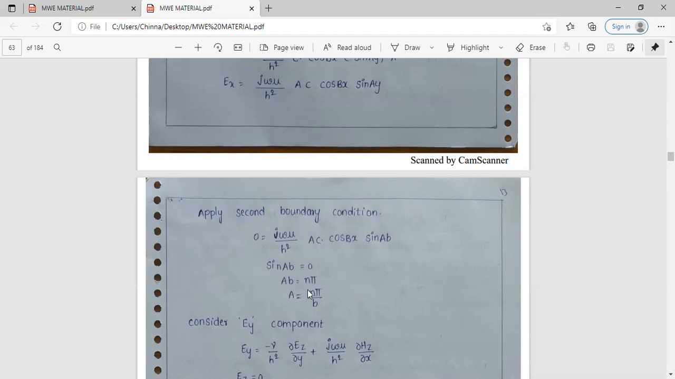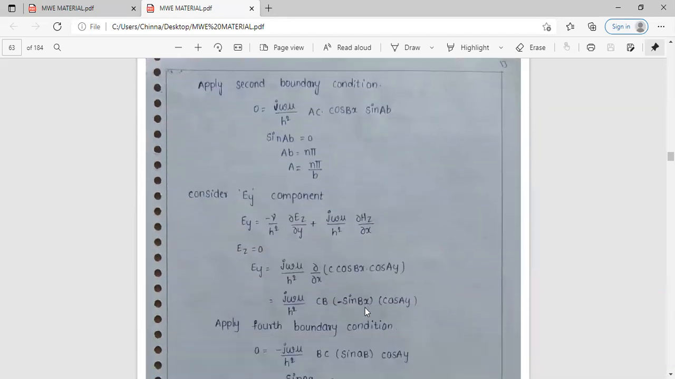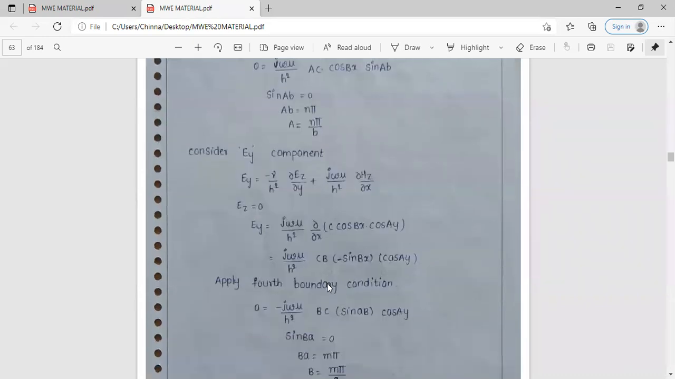Then ab is equal to n pi. So a is equal to n pi by b. It is the expression for the a value, and we want to find out the b value. So consider the Ey component. Ey is equal to minus gamma by h square into dou Ez by dou y plus j omega mu by h square into dou Hz by dou x. You can substitute Ez is equal to 0, so we can obtain this expression.